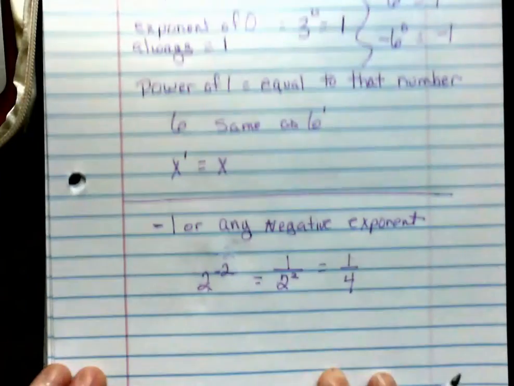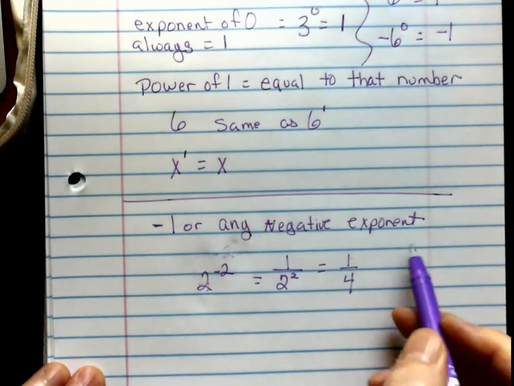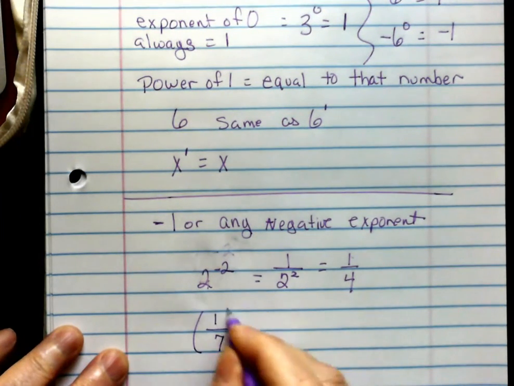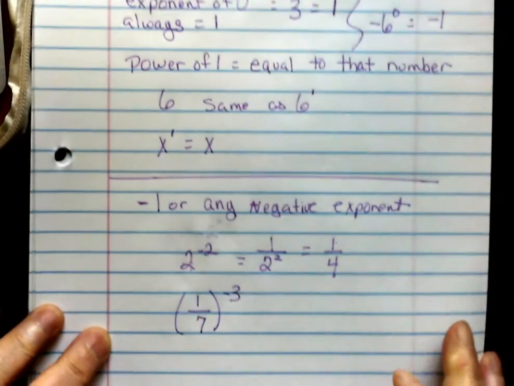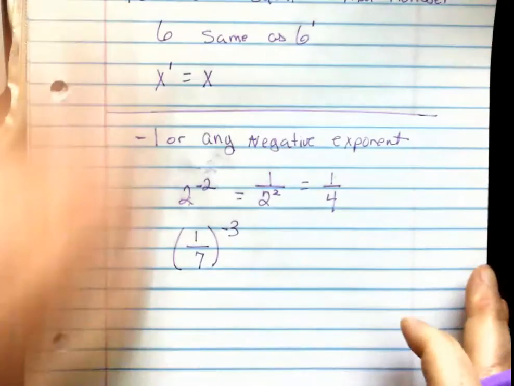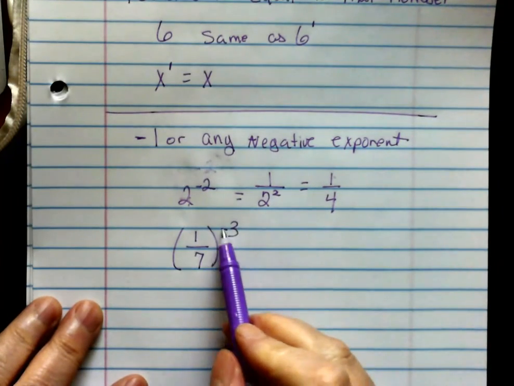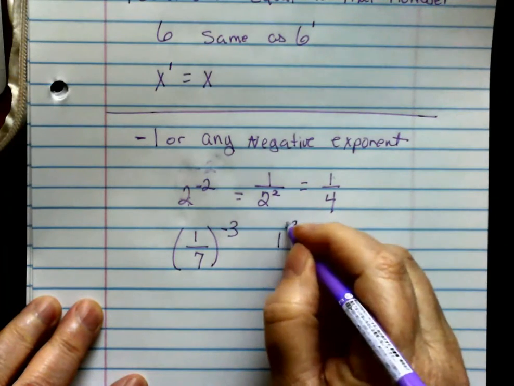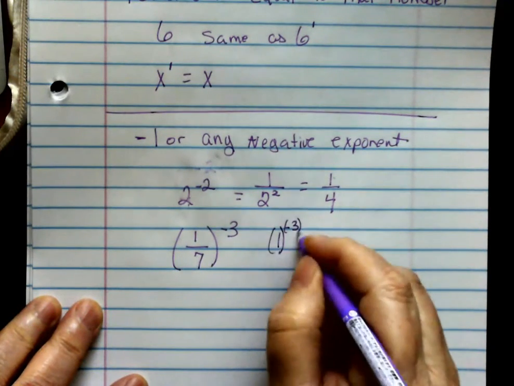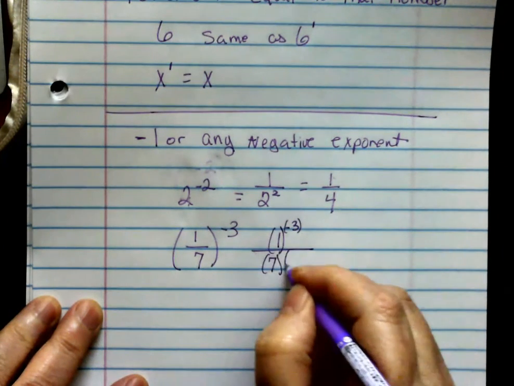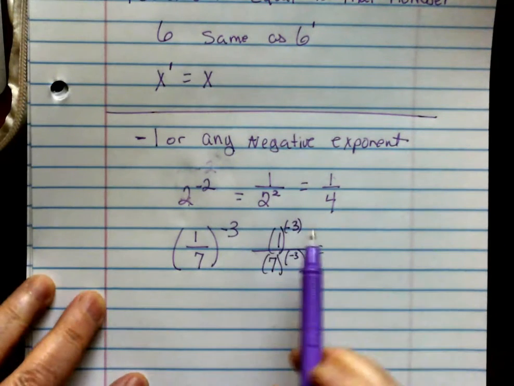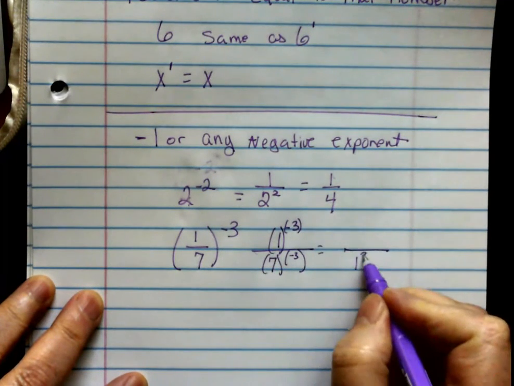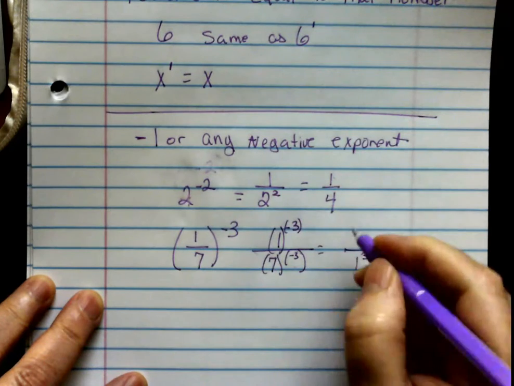So let's talk about a negative exponent when it's already a fraction. So basically, remember we talked about earlier, this -3 has to go to both numbers. So this is actually 1 to the -3 and 7 to the negative 3. A negative exponent on top always goes to the bottom. A negative exponent on the bottom always goes to the top.